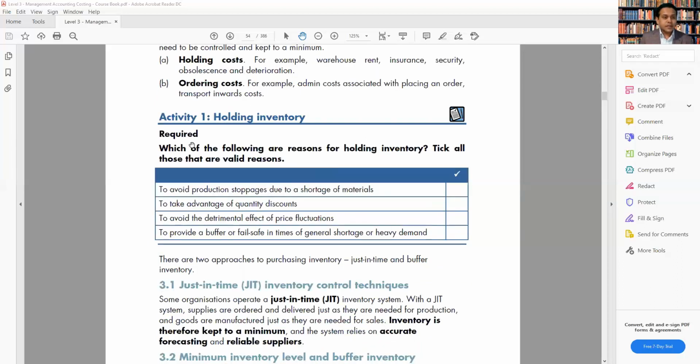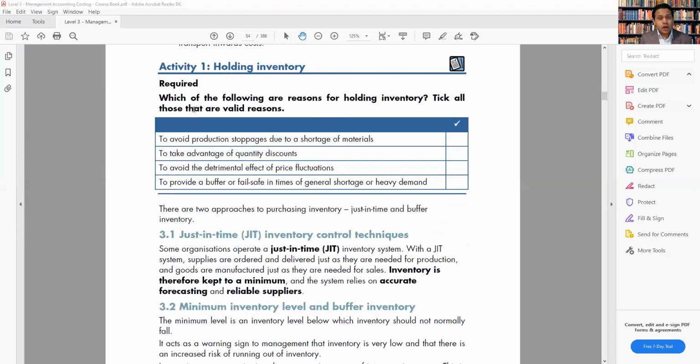Now, the first activity or first exercise we have is holding the inventory. This question is asking which of the following are the reasons for holding inventory. Tick all those that are valid reasons. So they're asking, if we hold the inventory in stock, what could be the logic behind it? If your manager or director asks you why you are holding a lot of material, what could be the possible answer for that person? So, a valid possible answer.